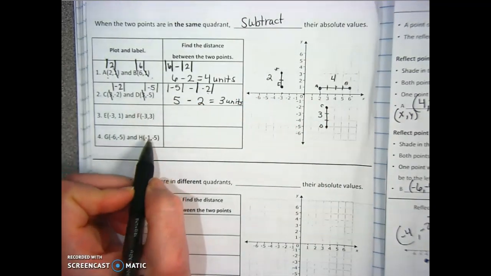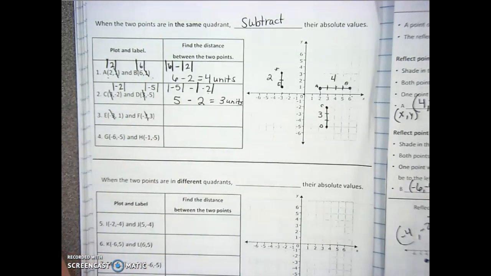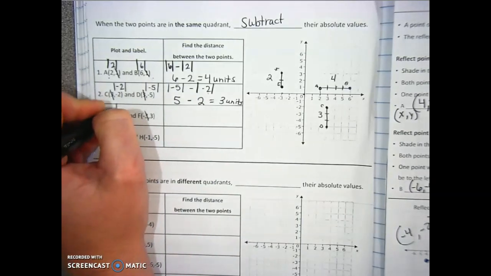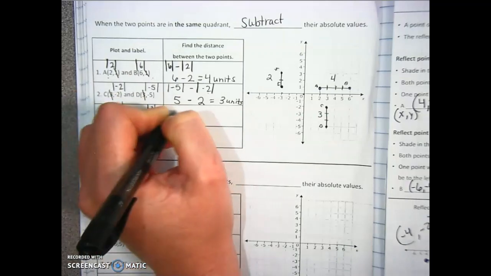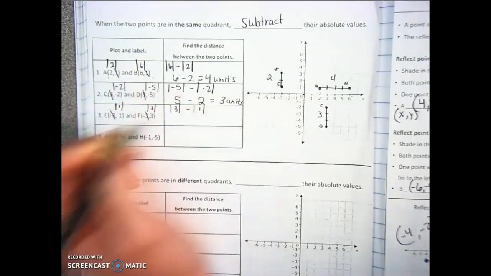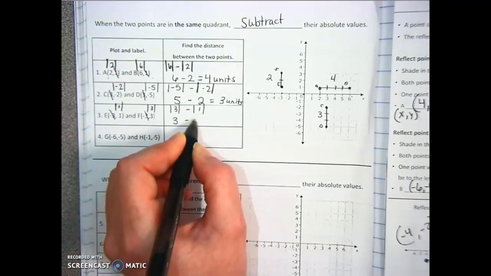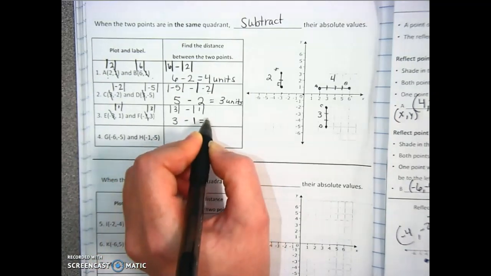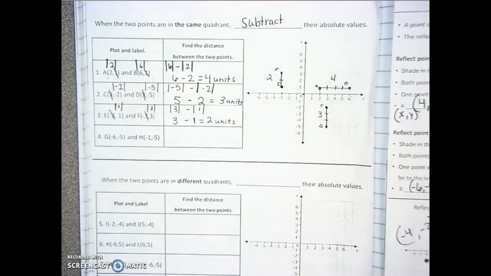Now I'm going to check it with my absolute value. The first thing I'm going to do is cross out the ones that are the exact same, which are my x coordinates. And I'm just going to look at my y coordinates. So I have the absolute value of 1 and the absolute value of 3. The absolute value of 3 is 3, and the absolute value of 1 is 1. So now I just subtract 3 minus 1, and I get 2 units, which is correct.